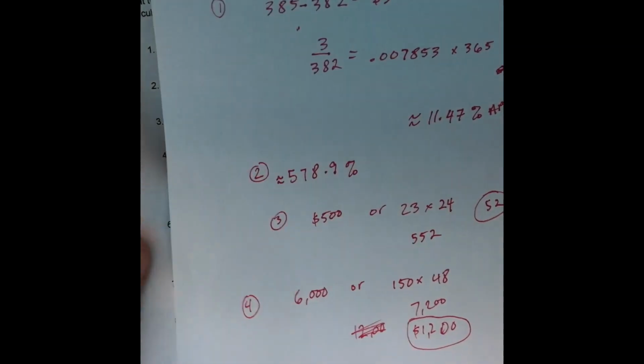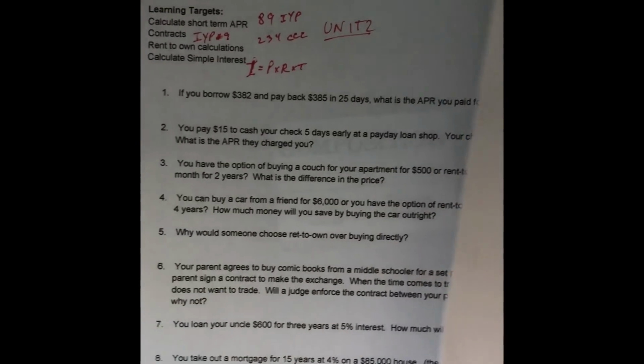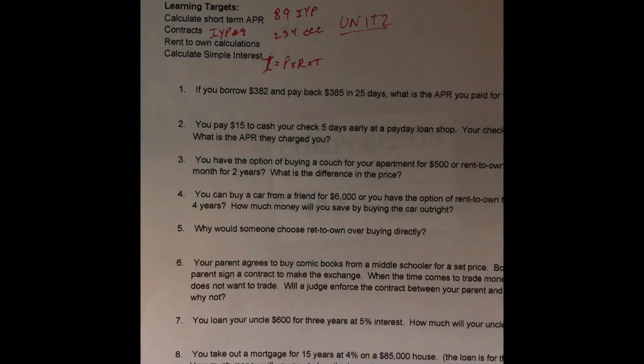You're going to pay 136,000 to buy the house. That's a lot more than the original asking price, but that's the way mortgages work. If you don't want to pay 136,000, then save up the full amount for the house and just buy it outright in cash. Let's go to number 9.